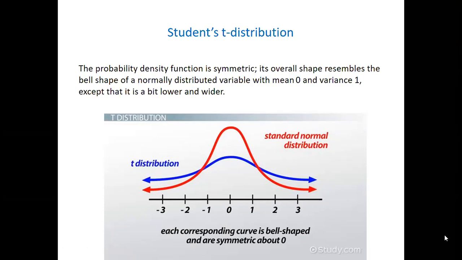The probability density function is symmetric. Its overall shape resembles the bell shape of a normally distributed variable with mean 0 and variance 1, except that it's a bit lower and wider. So it's like the normal distribution in the sense that it's bell shaped. But look at the red, it is the normal distribution. Can you see? The blue also is symmetrical, but you see it's flatter. The interesting thing is that the area under the two graphs is the same, it is one.